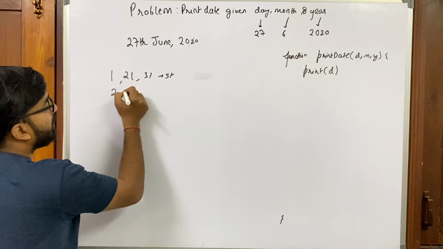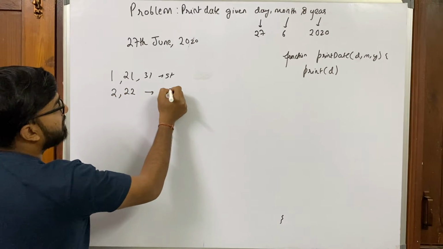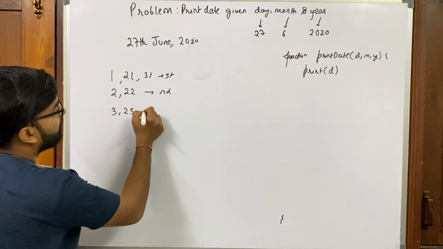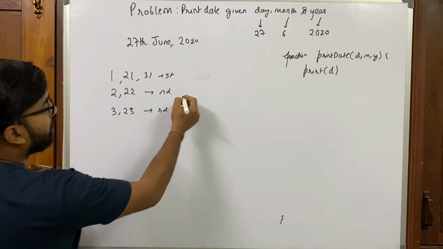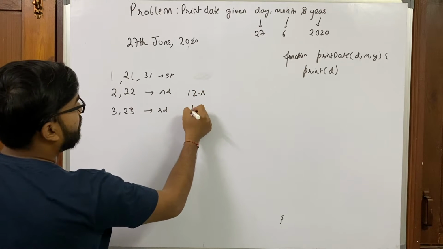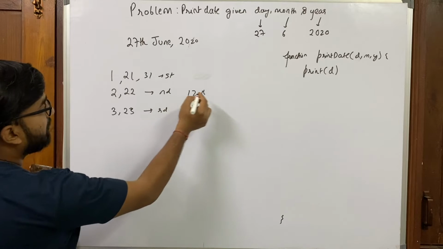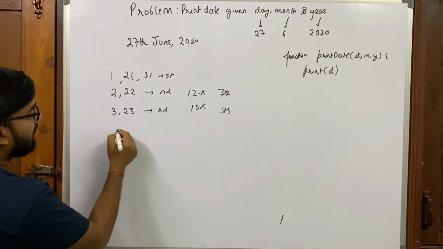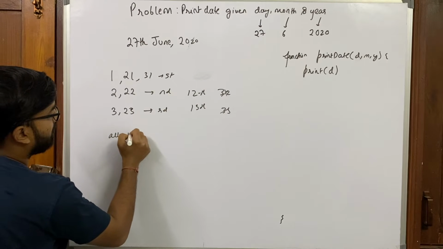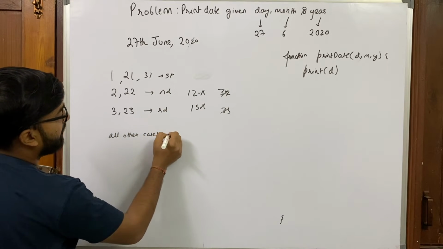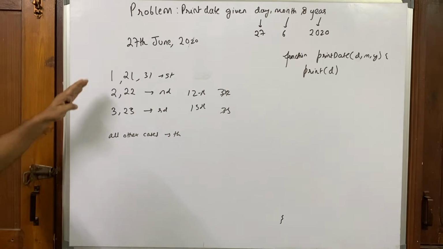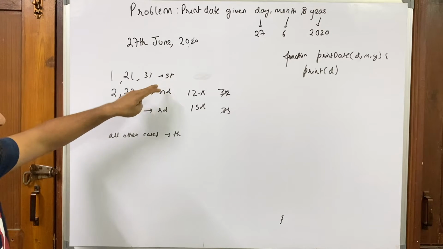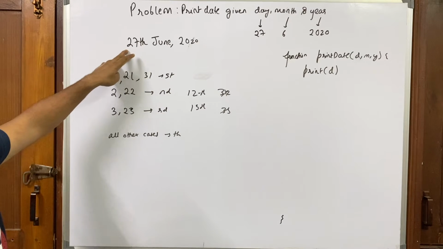Then we have 2 and 22 for the ordinal ND. Then we have 3 and 23 for RD, because for 12 we have TH, and for 13 we have TH. We don't have 32, this is not a valid day number. We don't have 33, not a valid day number. And for all the other cases, we have TH. So we need to code these four conditions to print the ordinal TH, ST, ND, RD based upon the value of this day.